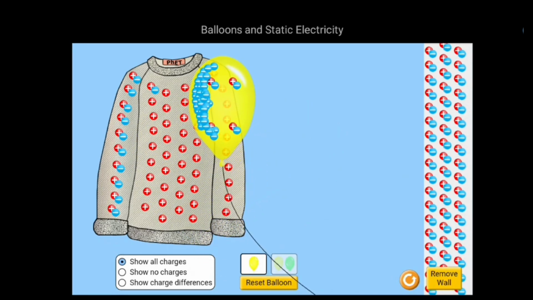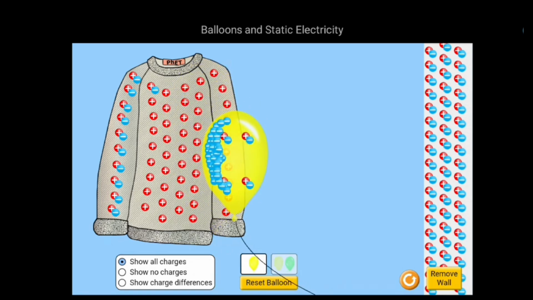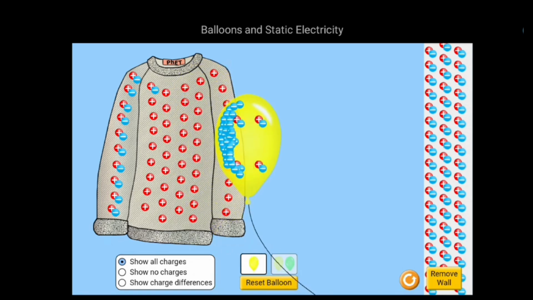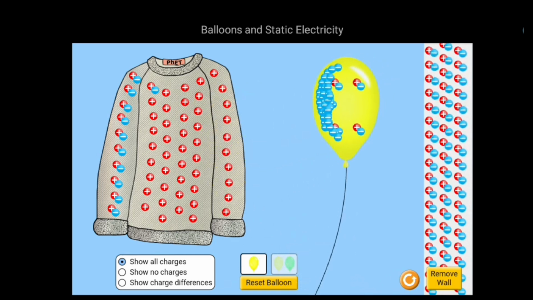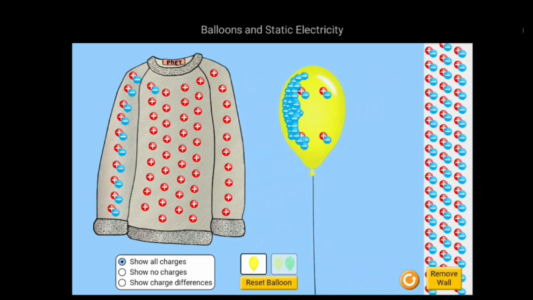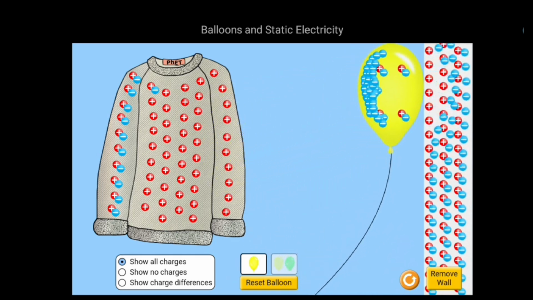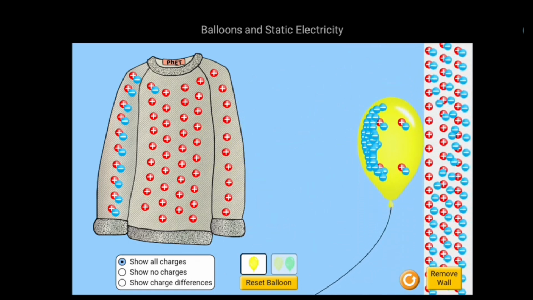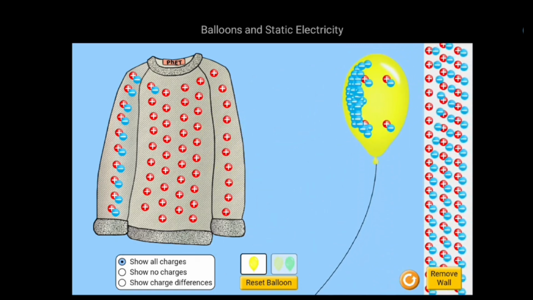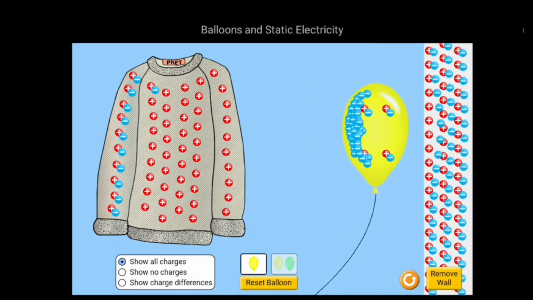Examples of static electricity in everyday life. Static electricity is everywhere around us, and we encounter it in many different ways. Here are a few examples. Rubbing a balloon on your hair. As we discussed earlier, rubbing a balloon on your hair causes a transfer of electrons, leading to a static charge. The balloon can then stick to a wall or attract small pieces of paper due to the opposite charges.